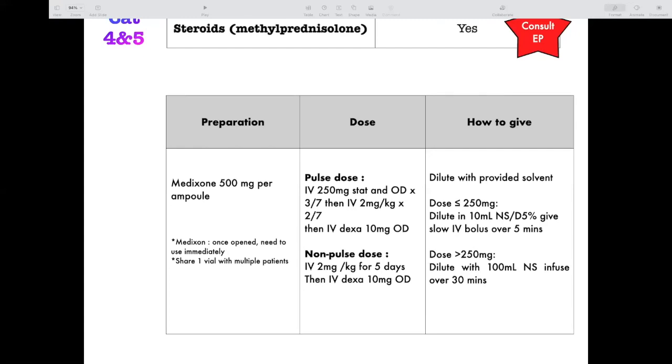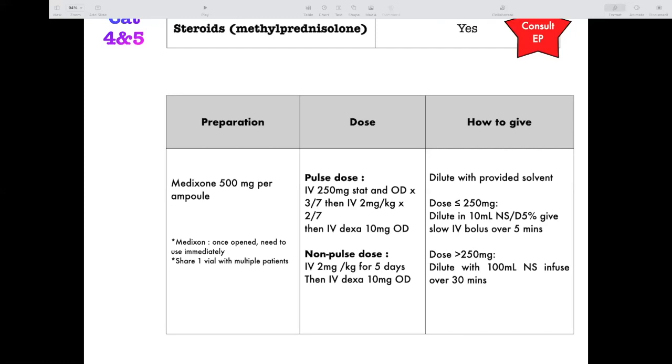For the non-pulse dose, we straight away start with IV methylpred of 2 mg per kilo for 5 days, followed by IV Dexa of 10 mg OD. So how do we dilute the IV methylpred?